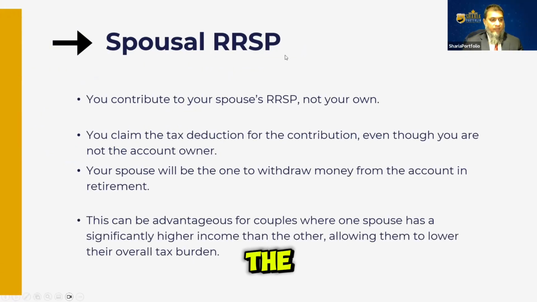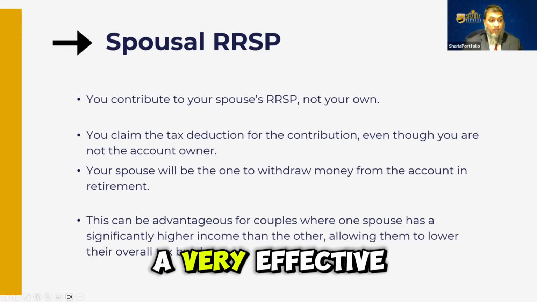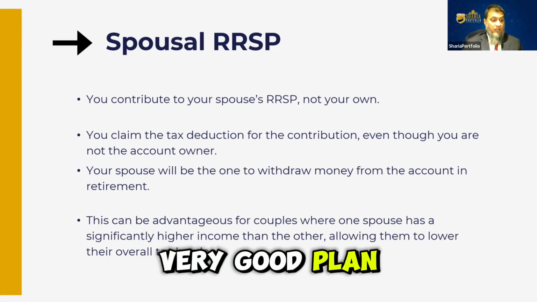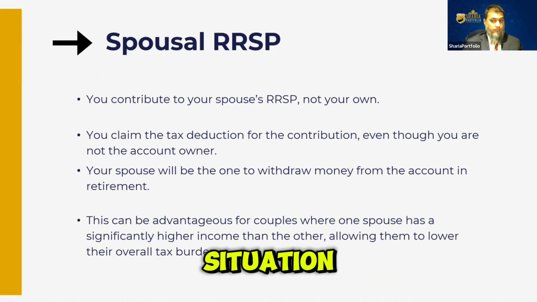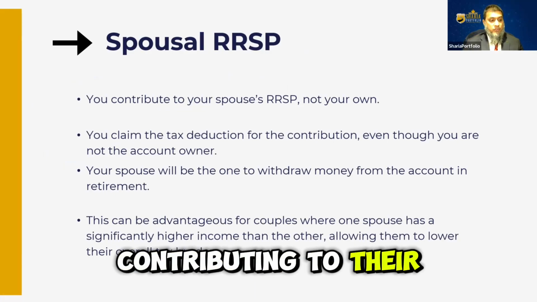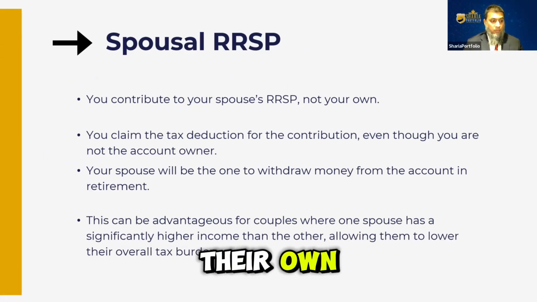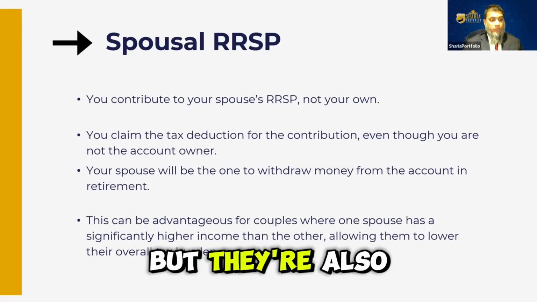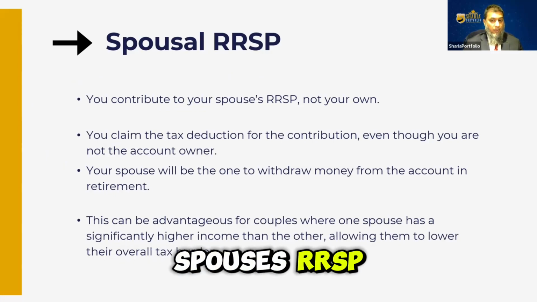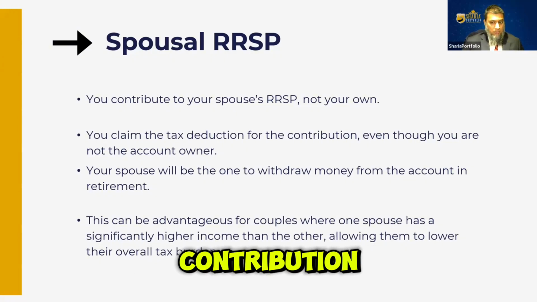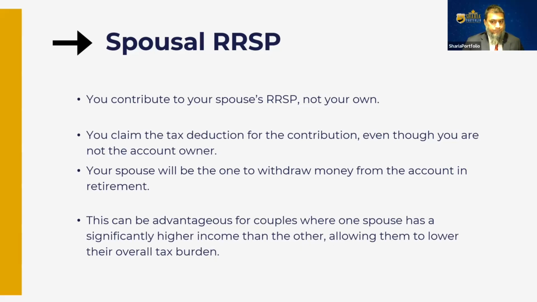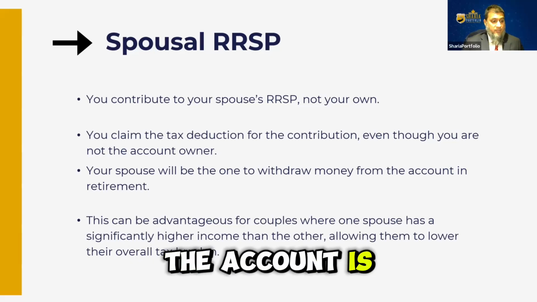The second that we're going to look at is the spousal RRSP. And this is a very effective plan and a very good plan, especially for individuals who are in a higher earnings situation. So in this situation, an individual is contributing to their spouse's RRSP, not their own. They can also contribute to their own, but they're also contributing to their spouse's RRSP. And the benefit of that is that the individual who's making the contribution gets the tax receipt, even though they're not the owner. The owner of the account is the spouse.